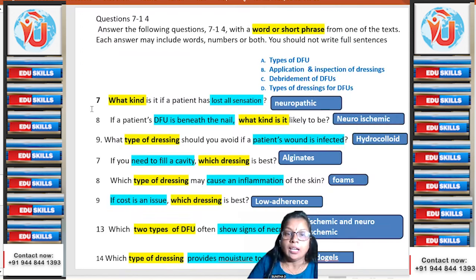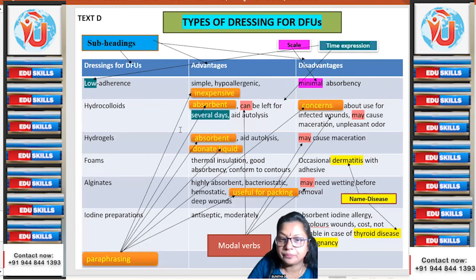Need to fill a cavity. Again, we have to go to text D, right? Yes, ma'am. So how did they paraphrase that? Useful for packing. So what is the answer? Packing deep wounds: alginate. Highly absorbent, bacteria, chemostatic. And how did they paraphrase in the question, wounds, as well as the text? In the text they mention useful for packing. But in the question, what did they use?